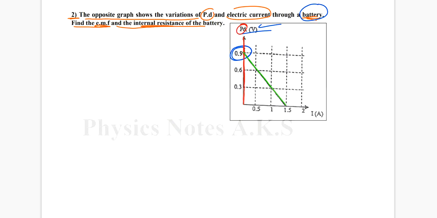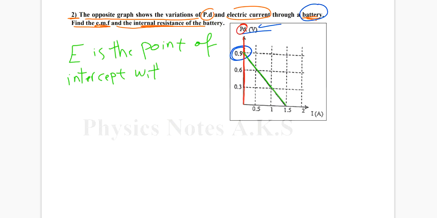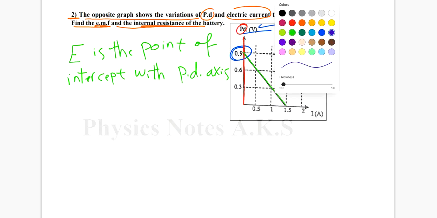So here there's no need for calculation. I just say that electromotive force is the point of intercept with the potential difference axis. It doesn't matter if it is on the y or on the x. Wherever it is going to give me the same information and the same answer.